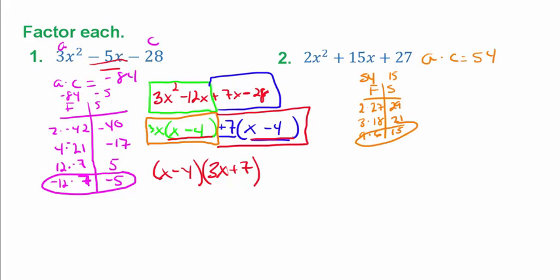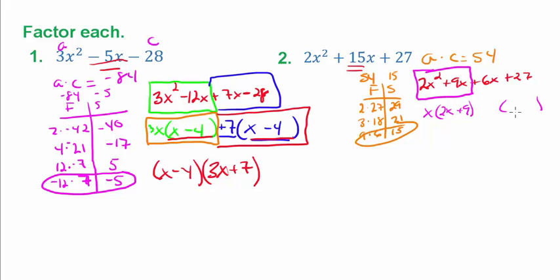From here, like I mentioned with the first problem, I'm going to break up the 15x. So it becomes 2x squared plus 9x plus 6x plus 27. Now, some of you may ask, does it really matter which one comes first, the 9 or the 6? The answer is no, it doesn't really matter. You will get the same answer regardless. So put them in whatever order makes you happy. From here, I'm going to take the GCF from the first two terms. The GCF just happens to be x. So I will factor that x out, and I get 2x plus 9.